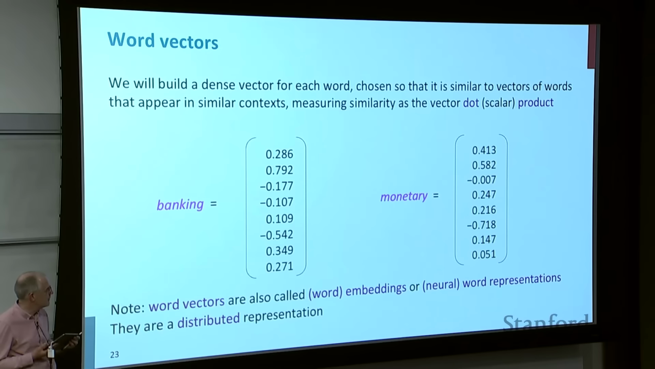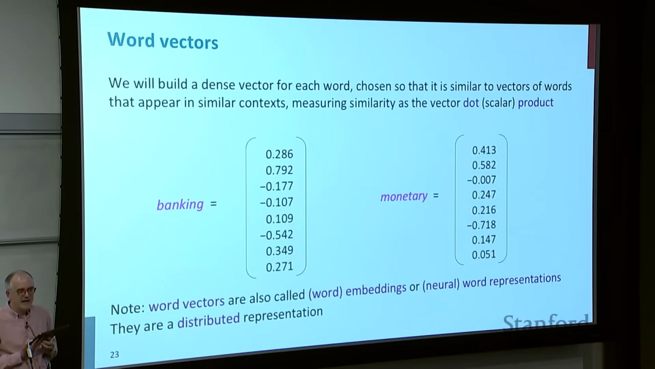And so the first thing we want to do is learn good word vectors for different words. And our word vectors will be good word vectors if they give us a good sense of the meanings of words. They know which words are similar to other words in meaning.